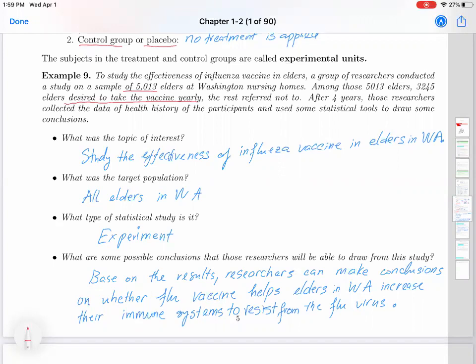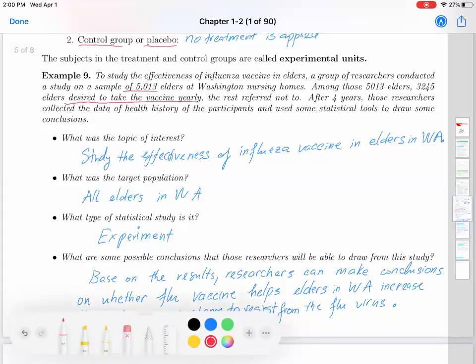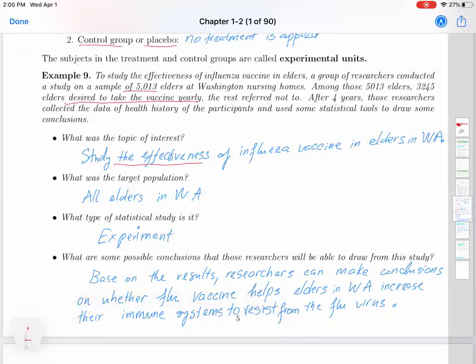And the first question is, what was the topic of interest of this study? The topic of interest of this study, they want to study the effectiveness of a particular influenza vaccine in elders in Washington state. So the interest of the study is about the effectiveness in elders, and specifically in Washington state. And then you can ask, what was the target population? The target population should be all elders in Washington state.